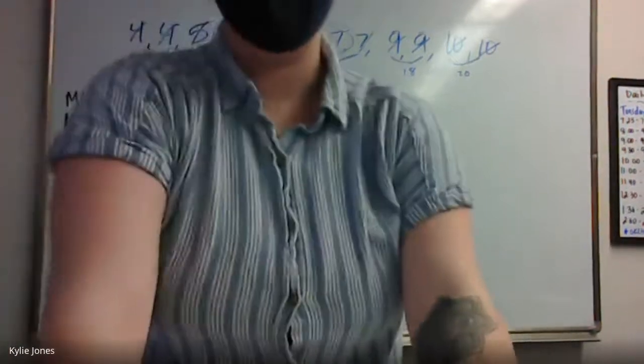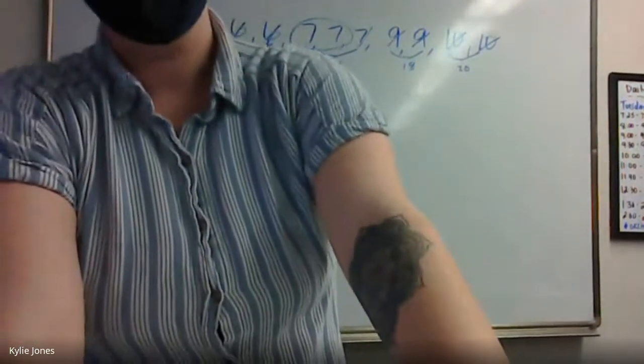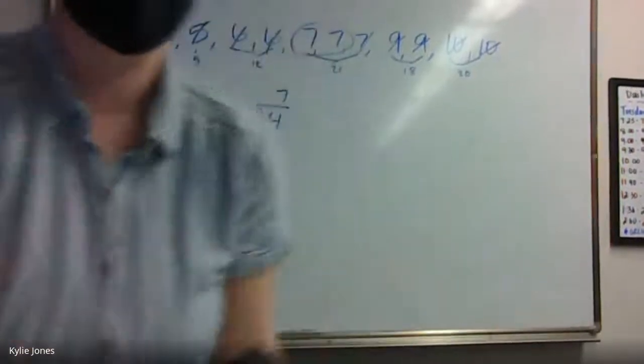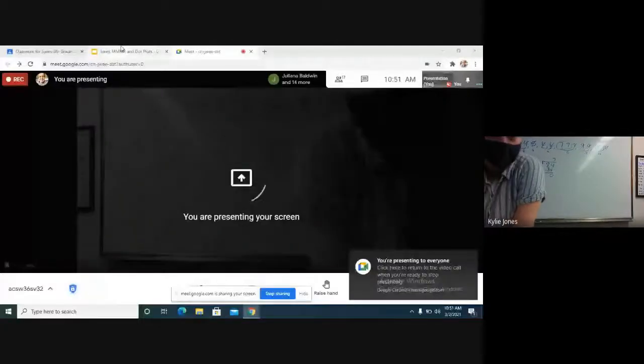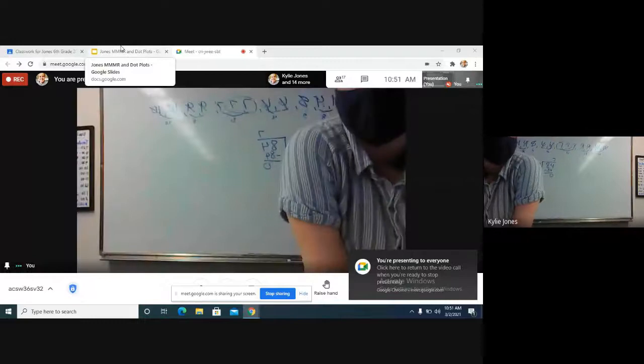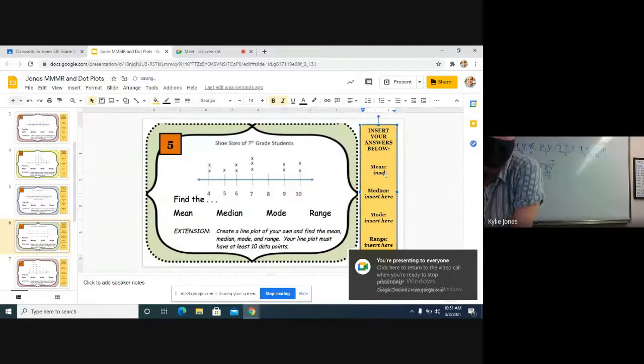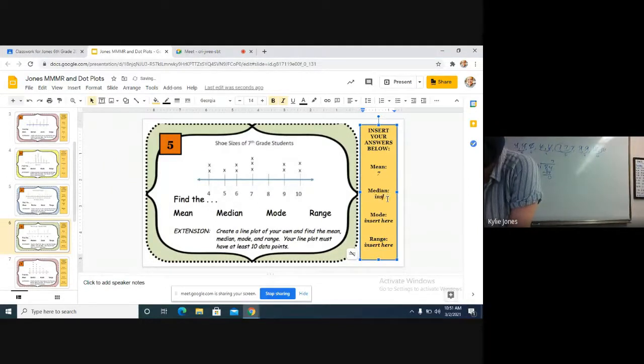Let's go input that in our slides. All right, so for the mean, we had 7. For the median, we had 7. What about the mode? Oh my goodness, another 7. And the range? 6. The only one that was different on that one.